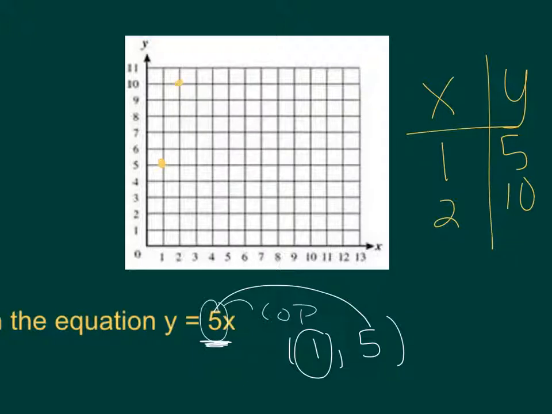Now, I can't do any more. If I went over 3, I'd have to go up 15, but I don't have any space to go up 15. So I'm just going to use these 2 points, because all we need is 2 points anyway to create a line. So my line is not the best or the straightest, but there is my equation of y equals 5x.